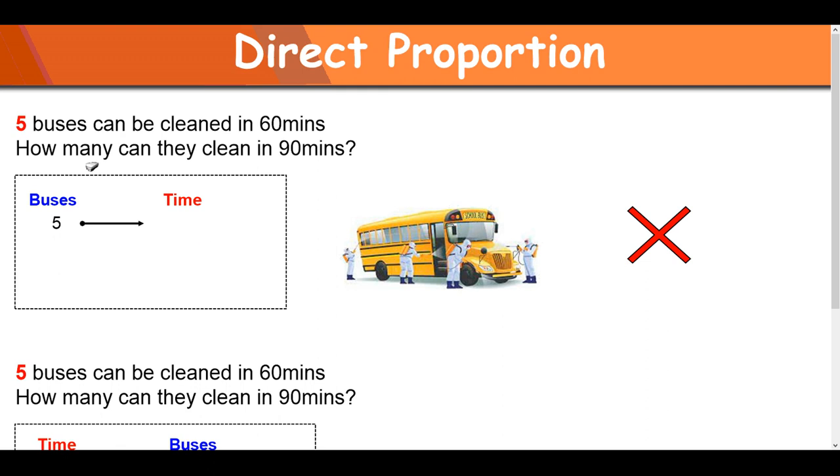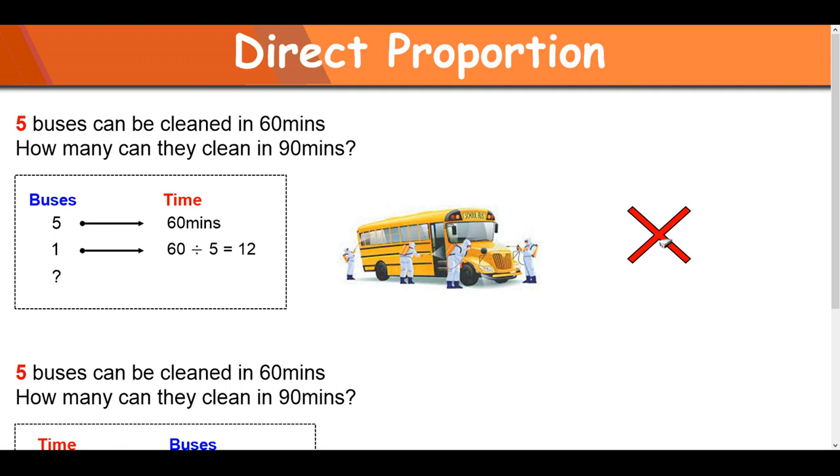Okay, let's look at this next slide. So we've got 5 buses can be cleaned in 60 minutes. How many can they clean in 90 minutes? You could start with 5 and then think, well, that's 60 minutes. Now I'm trying to find how many they can clean in 90 minutes. So you would think, oh, we'll go to 1, and I'll do 60 divided by 5 and get 12. And then you get stuck. You go, what do I do now?